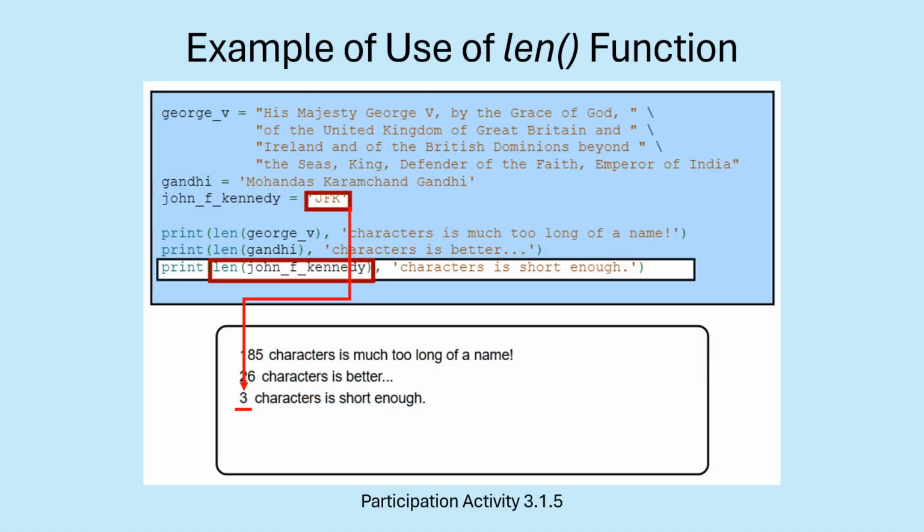An example of use of the length function is given in participation activity 3.1.5, where there is a variable named John_F_Kennedy equals a string, JFK, and the final line is given to a print function where it uses the length function, and the output provides the number of characters in the string for the variable John_F_Kennedy.